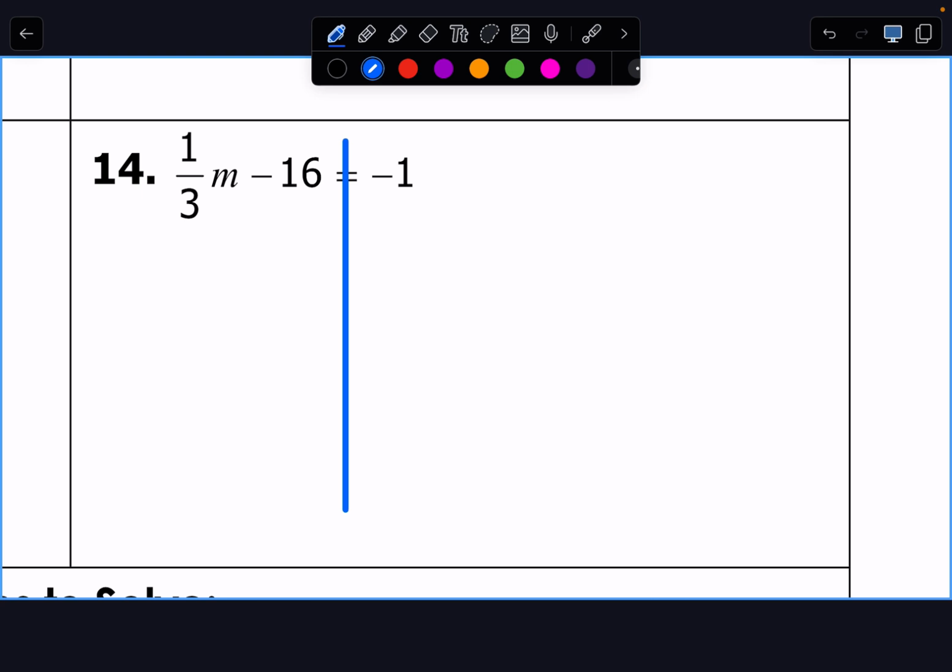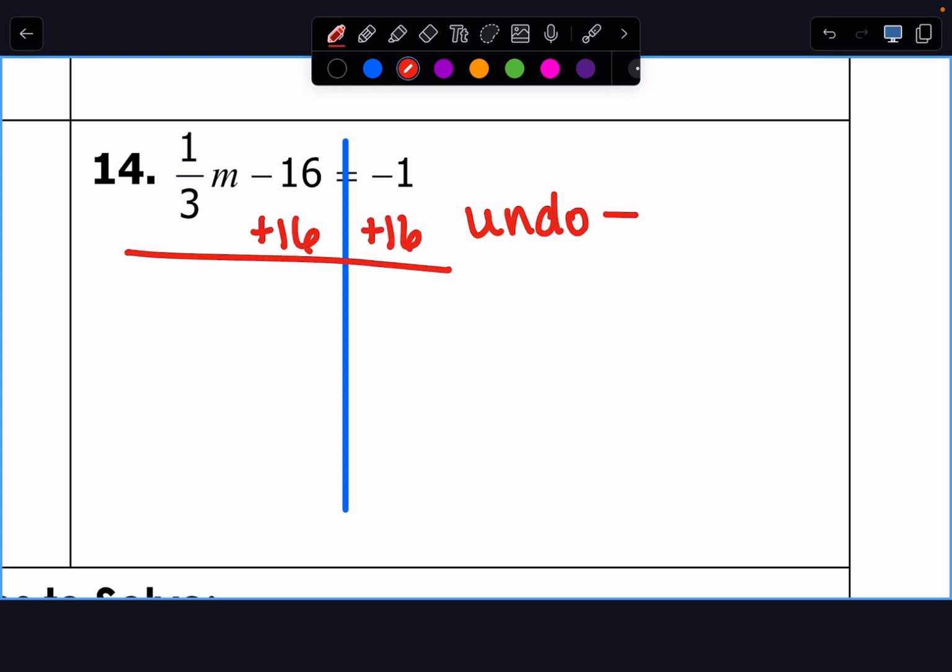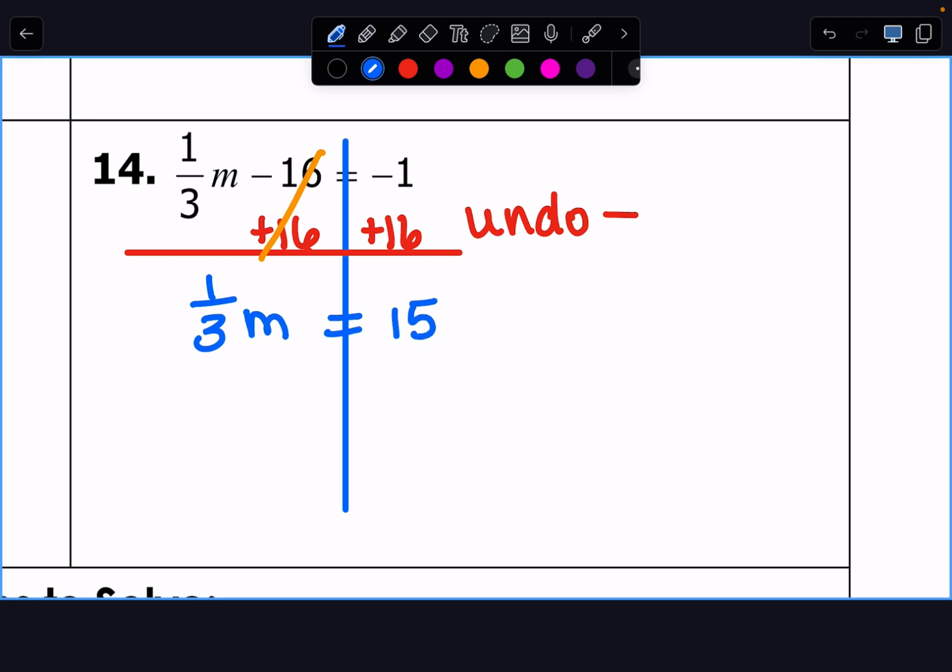Okay, Matthew, which number do we need to move first? 16, and how did you move it? I know, but what operation? Okay, 16 is being subtracted, so we're going to undo the subtraction by adding 16 to both sides is what Matthew did. Do you agree with Matthew? Okay, good, because he's right. So we now have 1/3 m equals 15.